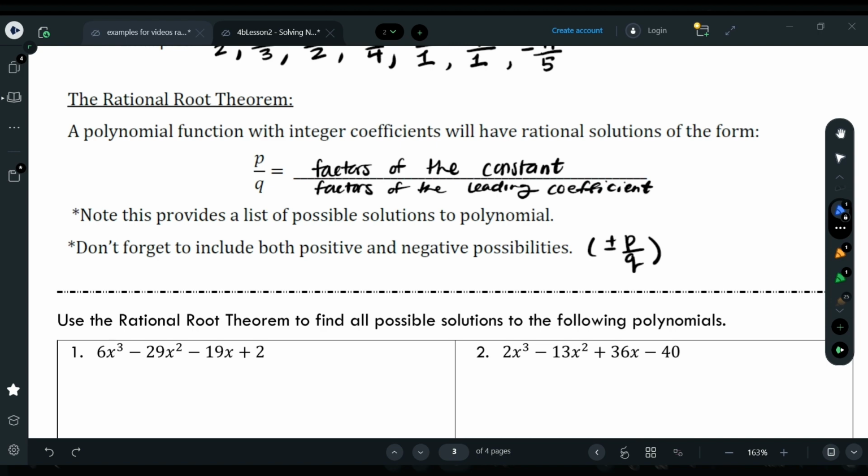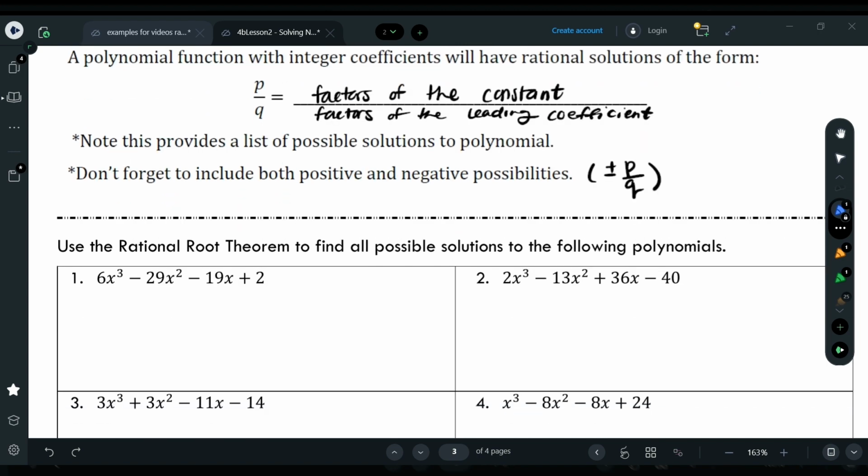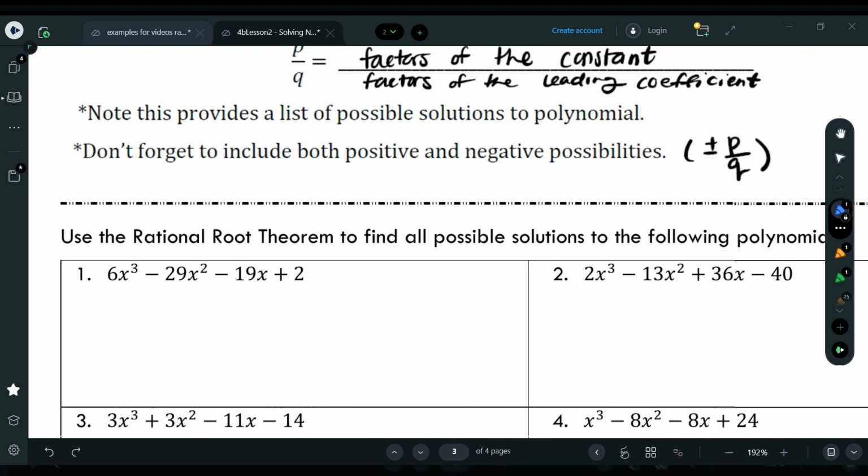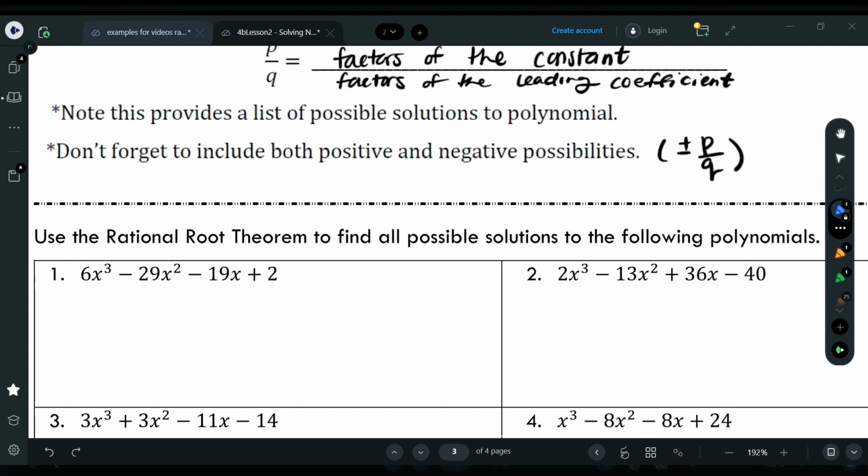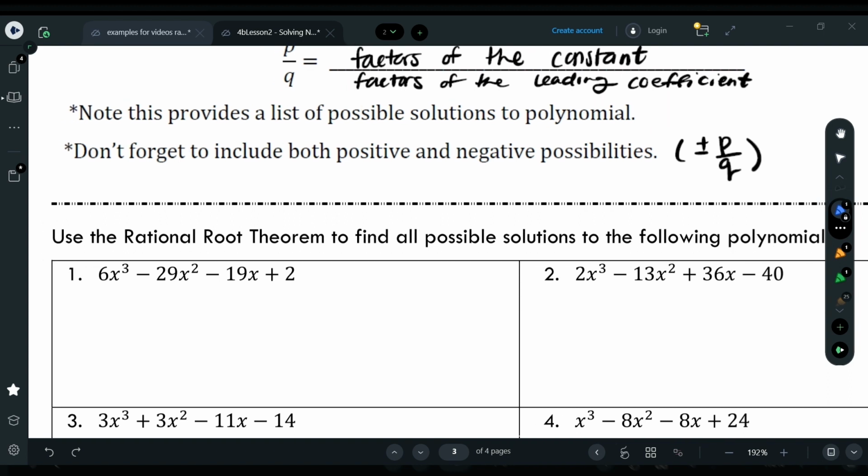Okay, so let's take a look here. Let's do this first one together. Now, the directions here: use the rational root theorem to find all possible solutions to the following polynomials. Okay, so we're not actually going to solve and do the whole process. We're just going to figure out what are the possible solutions. So number one, here's our polynomial. And let's say that we have this equal to 0.